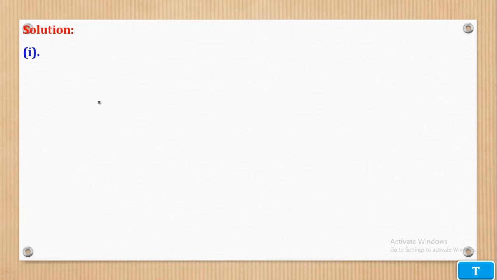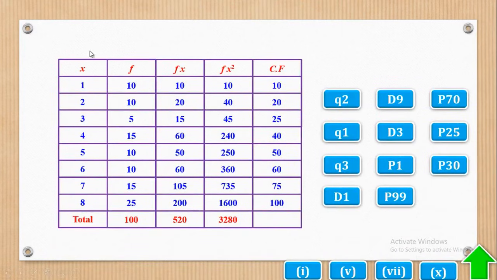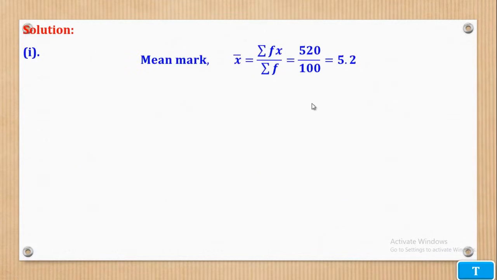So the first thing to do is to remember the formula for mean. So mean is summation of fx over summation of f. Now summation of fx, we already saw it in this part. If you look at this, summation of fx is this 520 and summation of f is this 100. So I'll come here and substitute 520 over 100 to give me 5.2 as the mean mark they wanted.